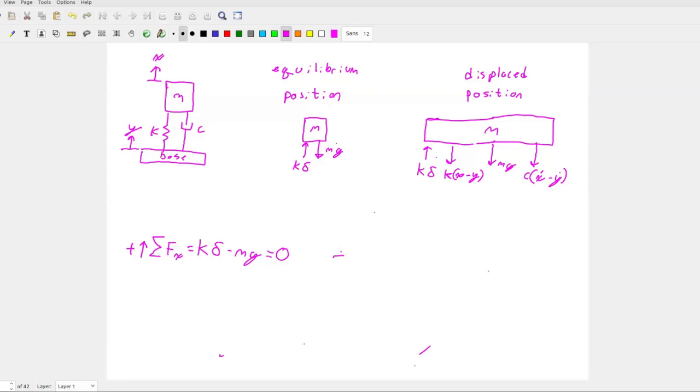For my displaced position, I have positive in the up. The sum of forces acting in the x direction is equal to K delta moving up minus K times (x minus y) minus mg minus c of (x dot minus y dot).